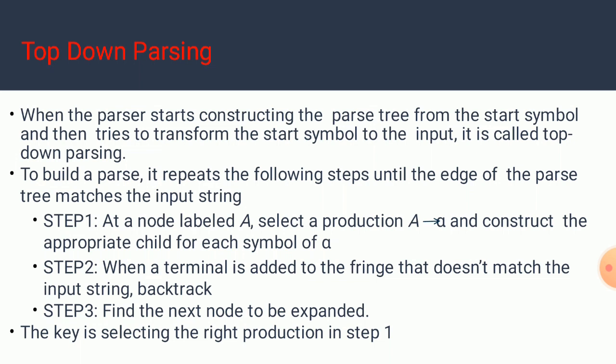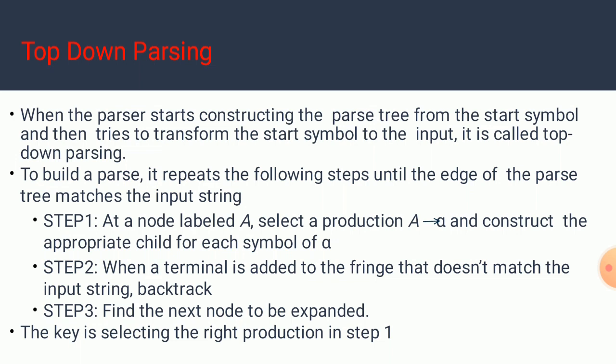So in the first step, we start with the node A, where we have the production capital A produces small a, and construct the appropriate child for each symbol of it. When a terminal is added to the fringe that does not match the input string, that is, if we try to generate a child which is not a part of our target string, then we backtrack to the previous variable and try to find some other productions for it.